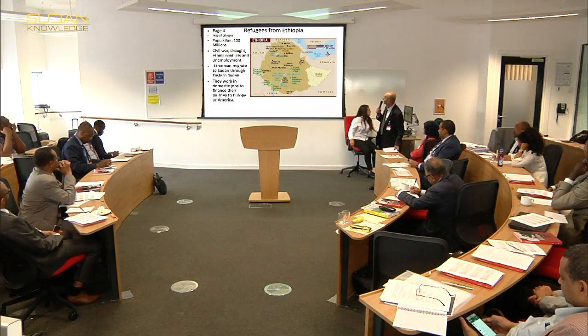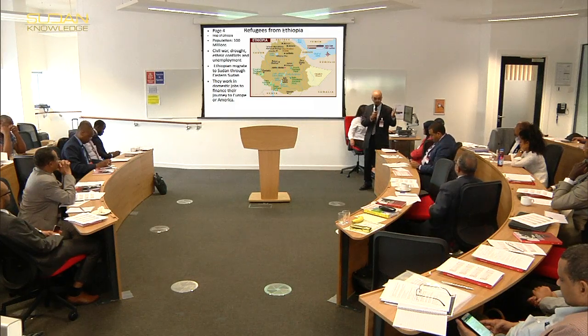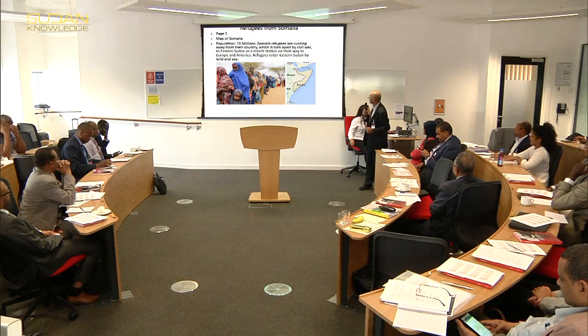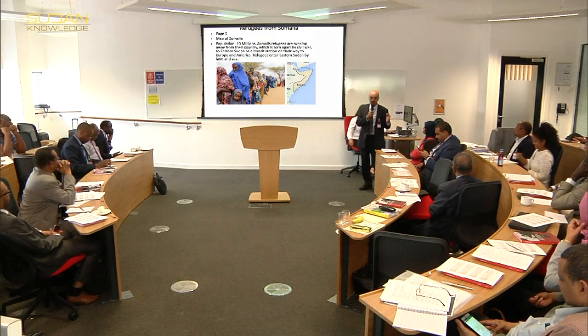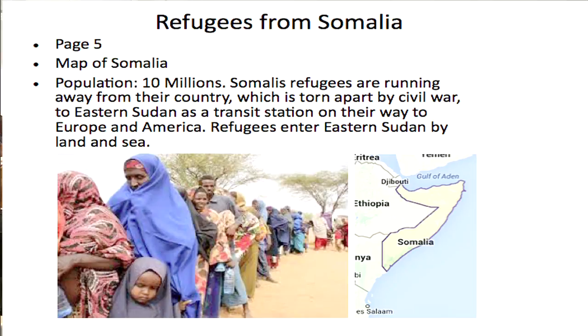This is about Ethiopia. As I said, the population of Ethiopia is 100 million. Imagine that our neighbors are 100 million. They can emerge, you know, Sudan. And these are our brothers, the Somalis, running away to Sudan as a transit place to go to reunite with their families in America and Europe.